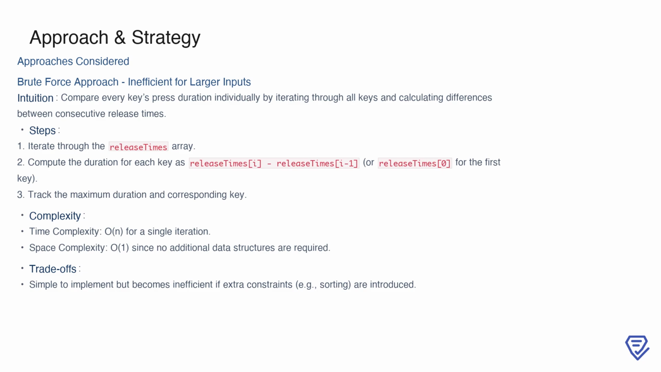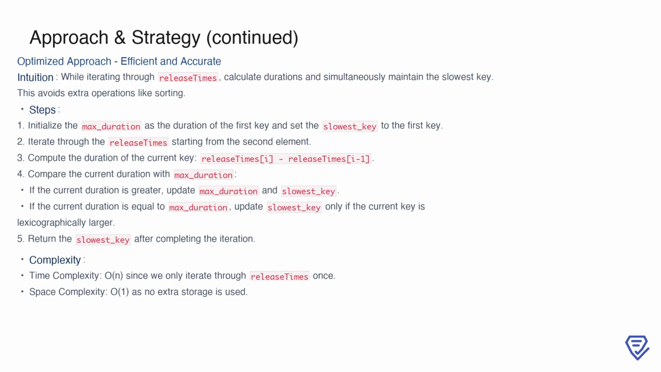However, while this method is simple to implement, it comes with trade-offs. For instance, introducing additional constraints, such as sorting for tie-breaking, can make the approach inefficient. This makes it less ideal for handling larger inputs or more complex variations of the problem. A more efficient solution is the optimized approach, which improves upon the brute force method by integrating tie-breaking logic directly into the main iteration. The idea is to simultaneously calculate the duration of each key press and determine the slowest key in a single pass through the release times array.